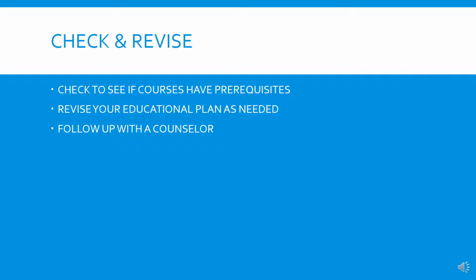After you've developed your semester by semester plan, it is important that you check and revise it. Check to see if any of the courses you have listed have prerequisites. Revise your educational plan as needed. Does the semester by semester plan provide enough balance for you to be able to handle work, family, and other priorities you may have? Or do you want to consider maybe taking fewer or more units each semester depending on your individual needs? And of course, follow up with the counselor for some more direct guidance on your specific educational plan.